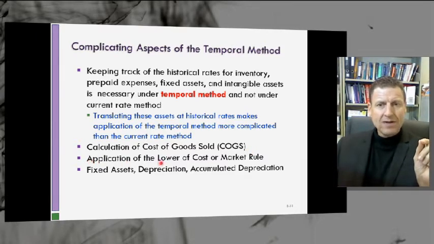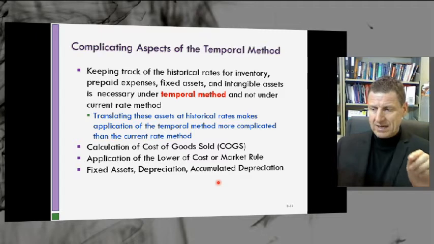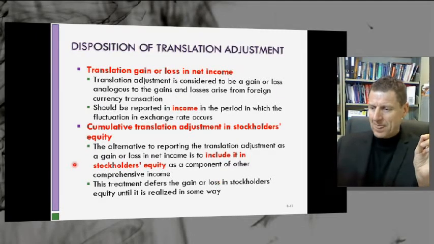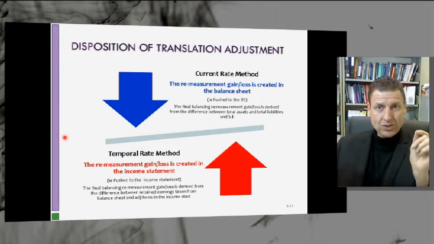Next, application of the lower of cost or market rule. We probably won't go into full detail of an example explaining that. And then fixed assets, depreciation, accumulated depreciation, these are treated differently, and we're going to look at that in an example. So let's have a look at what I'm trying to talk about here.